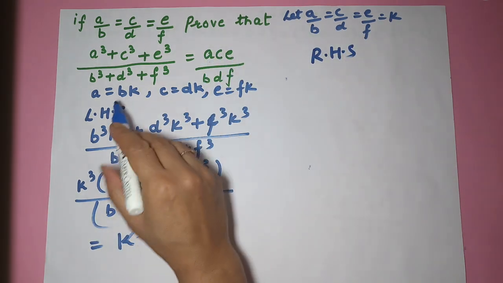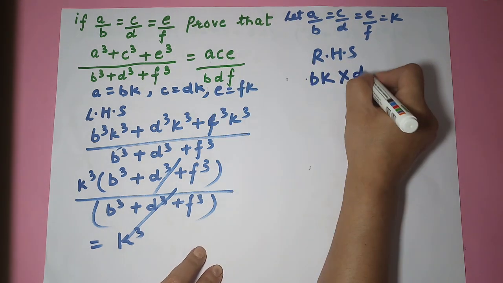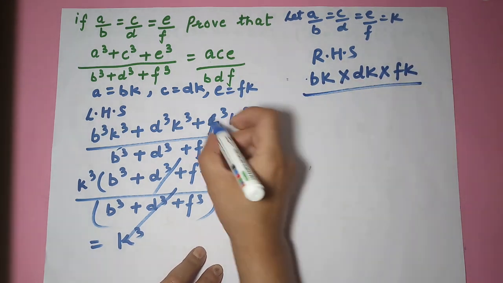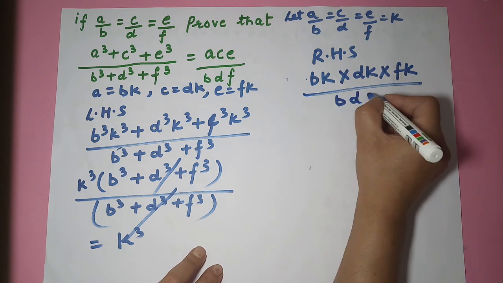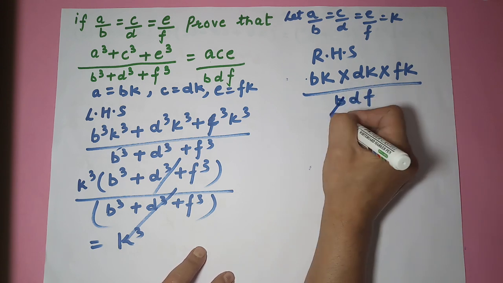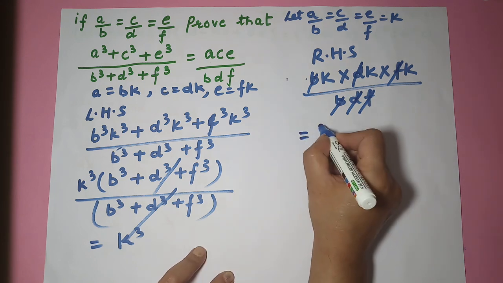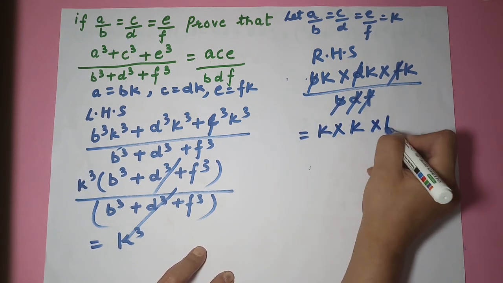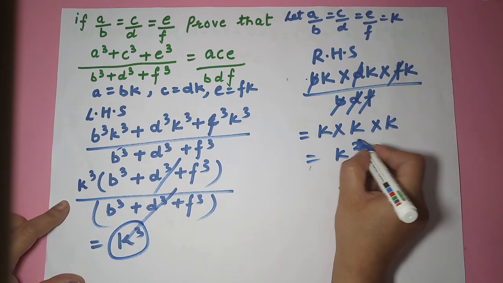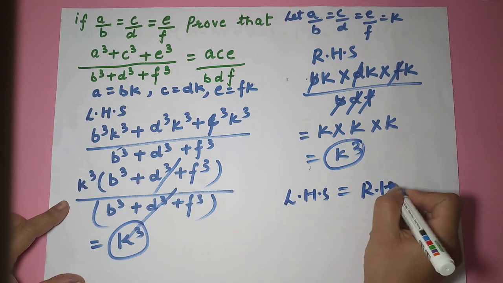We have A, we can replace that as BK, into C as DK, into E as FK, and in the denominator I have B into D into F. I don't have to do anything with that. Now this B and this B will go, this D and this D will go, this F and this F will go. I am left with K into K into K. So how much is that? K cube. What is my left hand side? K cube. What is my right hand side? K cube. So I got my left hand side equal to right hand side.